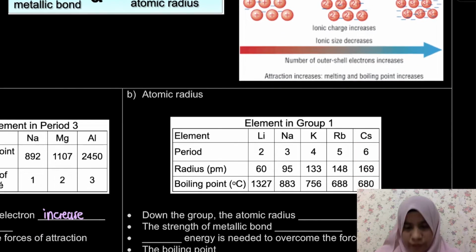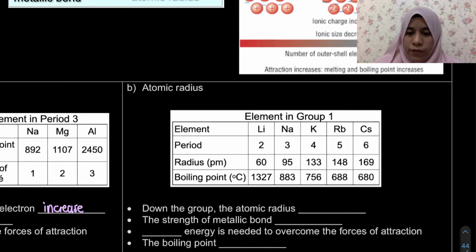How about the atomic radius? Okay, so contohnya kita tengok in group 1 itself, semua ni memang maksudnya all the valence electron is 1. Tapi bila kita tengok down the group, you still remember the atomic size. Down the group, higher number of shell, higher shielding effect, lower attraction between the valence electron and the nucleus, hence the size increase. So kita tengoklah radius ni kan, picometer. Down the group, the size increase.